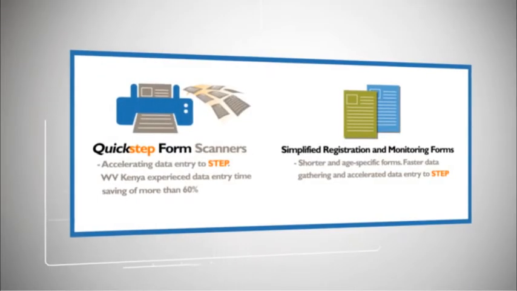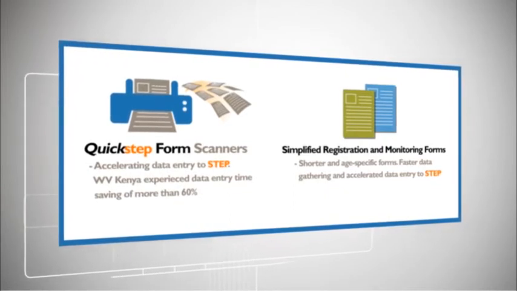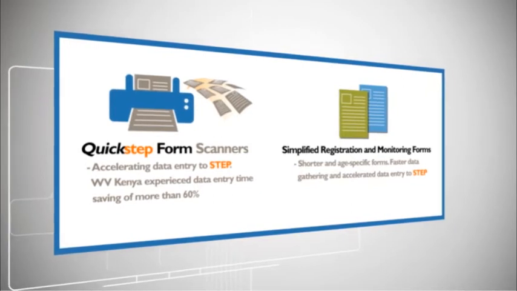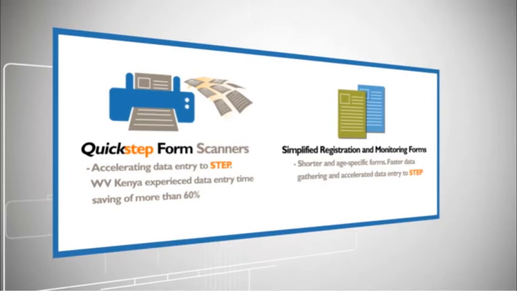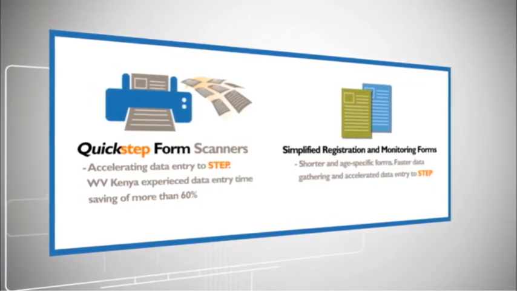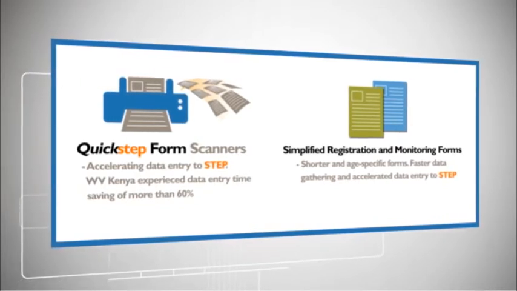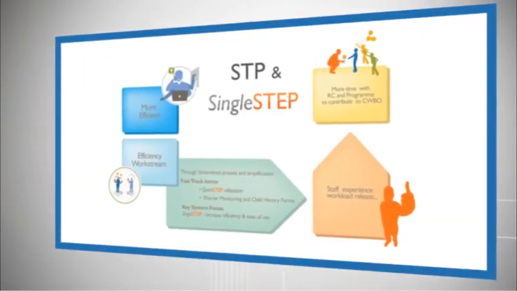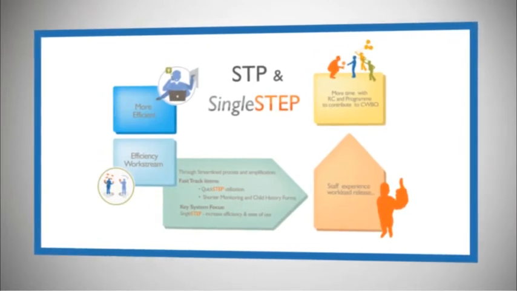Two initiatives under the efficiency workstream have been implemented across regions and have shown great promise in reducing workload. The Quick Step Form Scanner accelerates data entry to STEP, thus saving time of more than 60%. The simplified child registration and child monitoring forms are now shorter and age-specific, hence gathering and collecting data is faster. One of the key initiatives under the efficiency workstream is SingleSTEP, a major way in simplifying staff work.